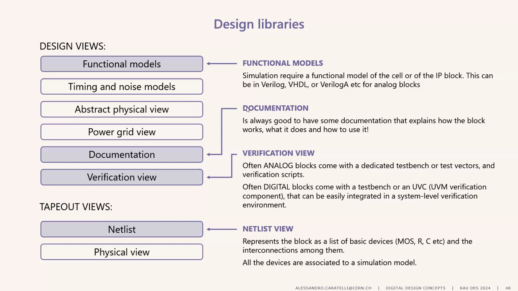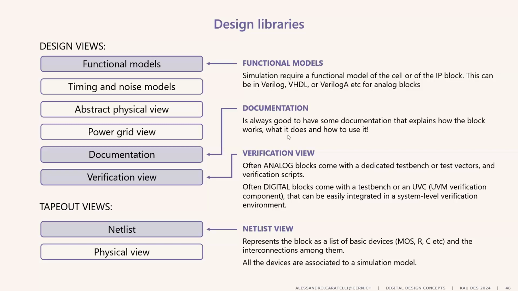And you will need maybe some verification views. So often for analog blocks they will come with the test bench or some test vector for the verification scripts. Or often the digital blocks come with a test bench or a UVC. UVC is basically what we call a UVM verification component. So it's a piece of software, it's an object that can be easily integrated into a higher level, system level verification environment. But basically, it's an object that allows you to be integrated in a more complex verification that you're doing about the chip and have a model of this IP block.